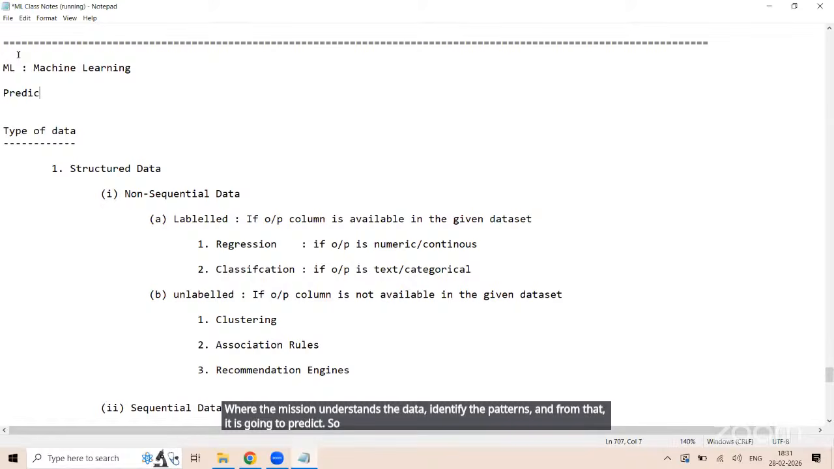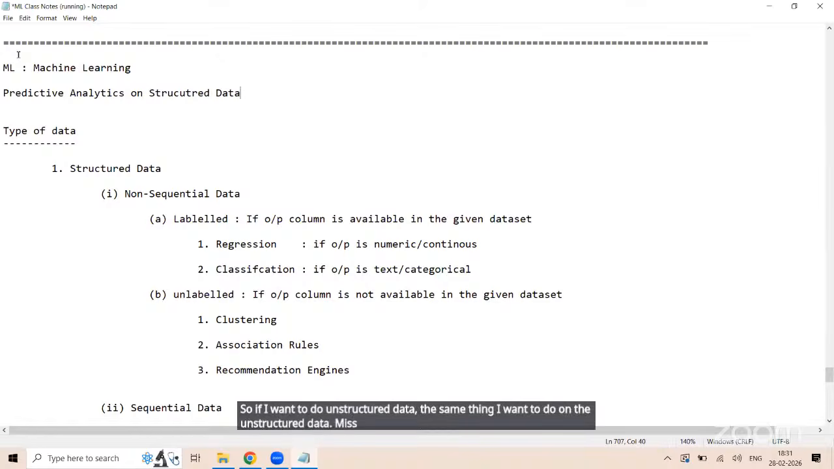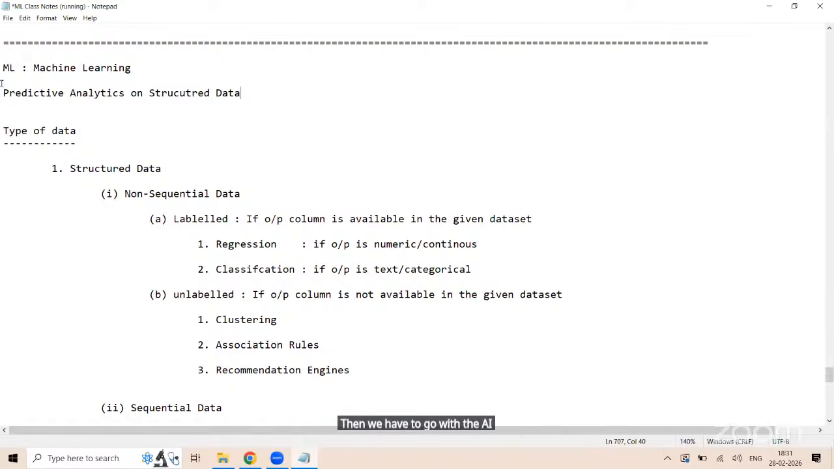So basically, what do ML engineers do? Predictive analytics, which is nothing but prediction. Predictive analytics means they do the prediction or estimation on structured data. If I want to do the same thing on unstructured data, then we have to go with AI. So predictive analytics on structured data only is called ML.